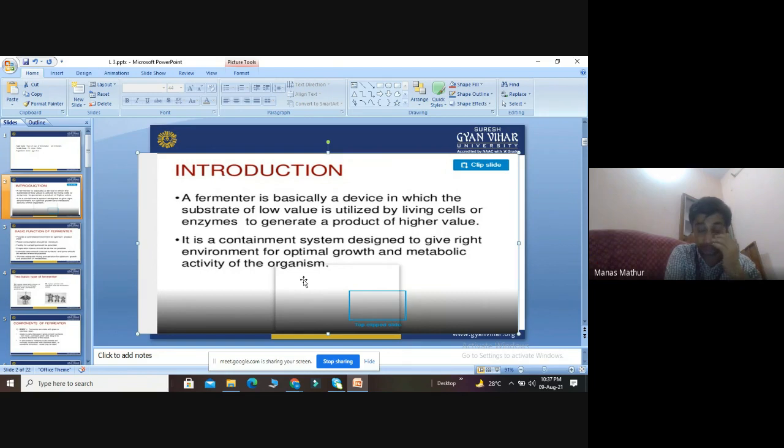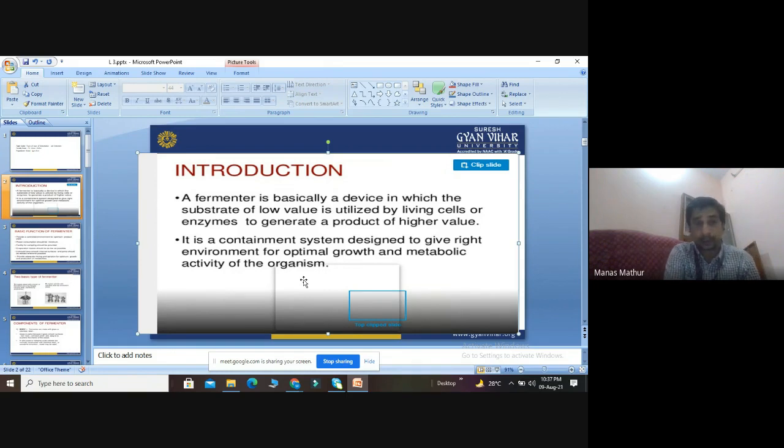In the first topic, we discussed the basic introduction of industrial microbiology and how we can do the process of fermentation. We discussed various techniques of fermentation. Right now, we will discuss the instrument of the fermenter. Without an instrument, we cannot perform the whole process, so we should know the basic idea of the fermenter.